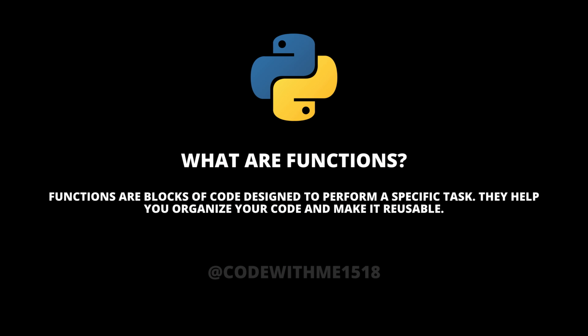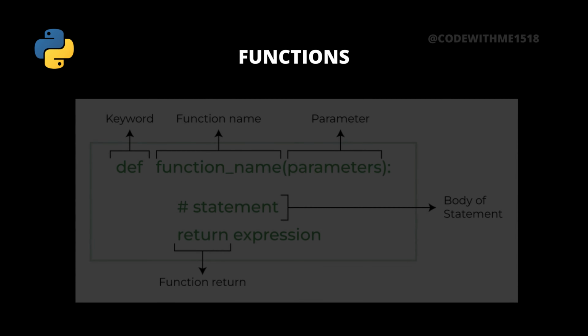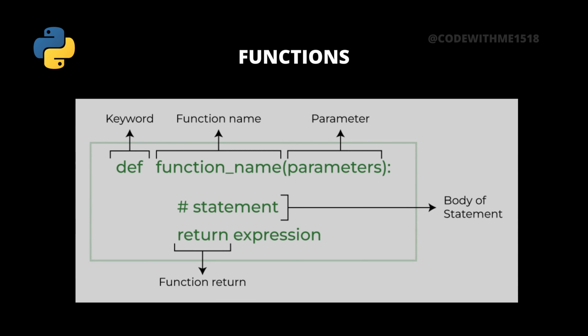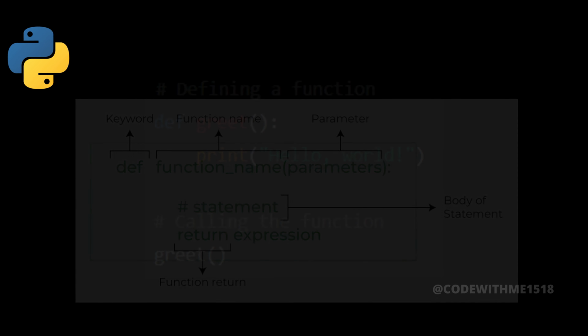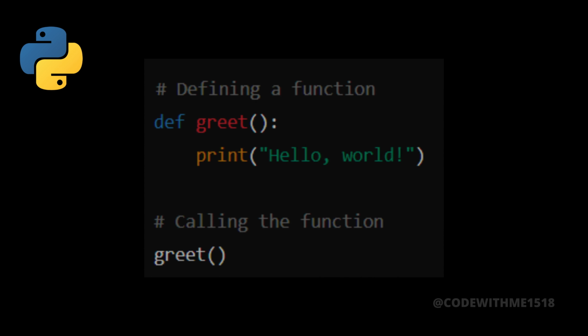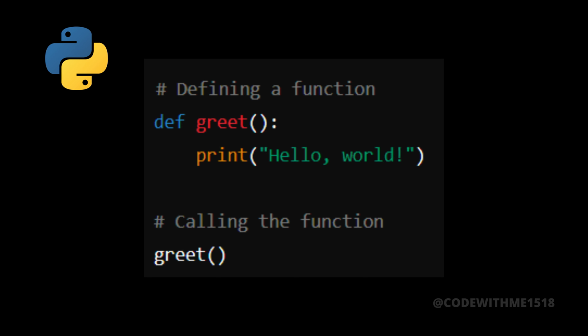Functions are blocks of code designed to perform a specific task. They help you organize your code and make it reusable. Here's how you can define and call a simple function in Python. In this example, we define a function called greet that prints hello, world, and then call it to execute the code inside the function. Functions make your code cleaner and easier to manage.